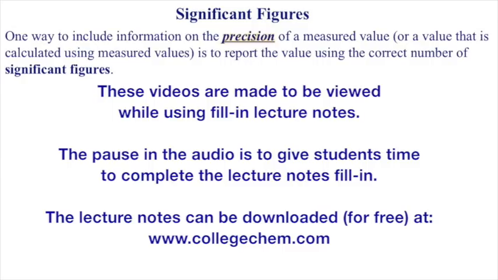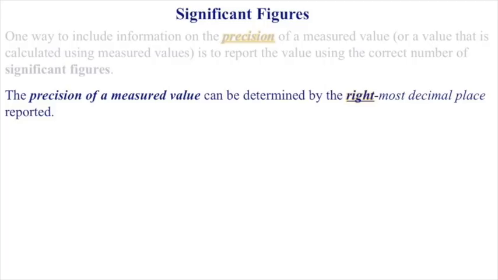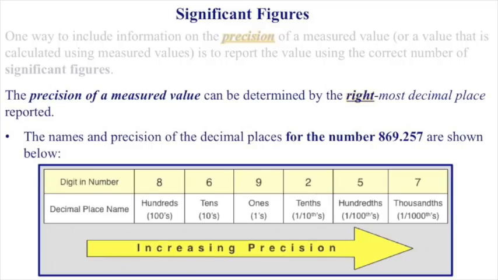www.collegechem.com. The precision of a measured value can be determined by the rightmost decimal place reported. For example, let's consider the precision for the number 869.257. The names and precision of the decimal places for this number are shown in the view graph. Notice that the precision increases as you move to the rightmost digits. This number is precise to the thousandths place.